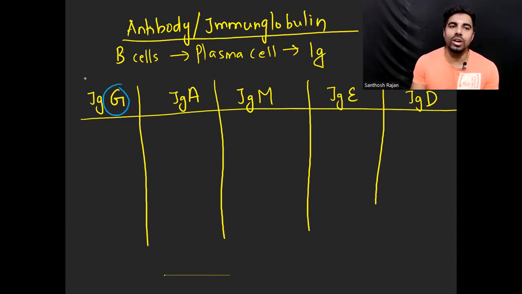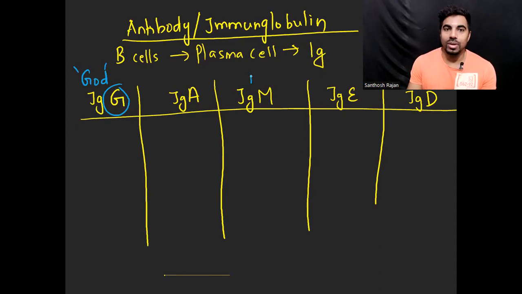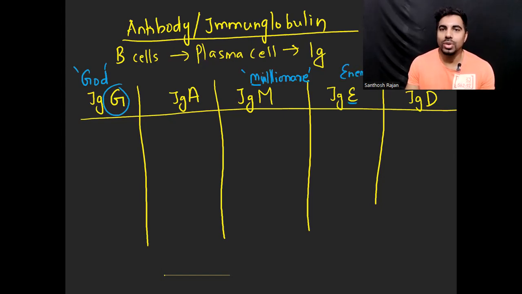G, remember as God. Remember God, Bhagwan, okay? G is God. This is the way you're going to remember. M, you're going to remember as millionaire. M for millionaire, okay. And E is enemy. You know enemies, whom do we usually call an enemy? The devil, and Saturn.